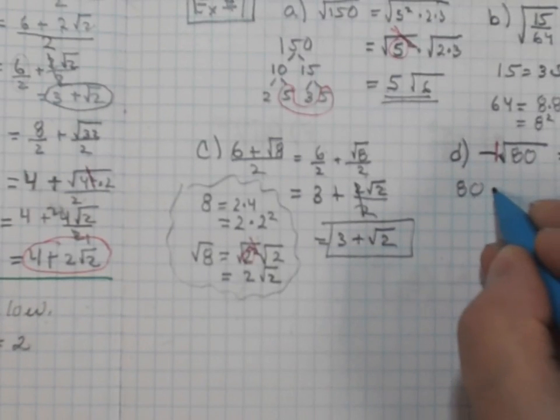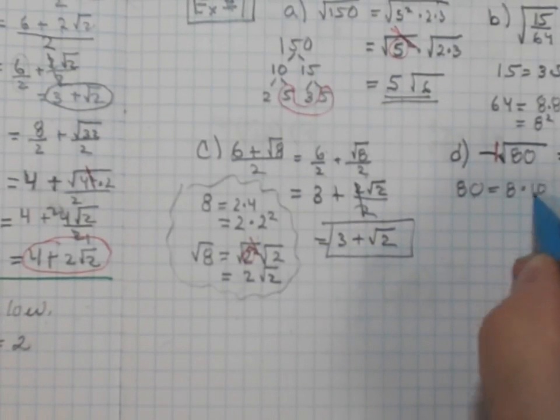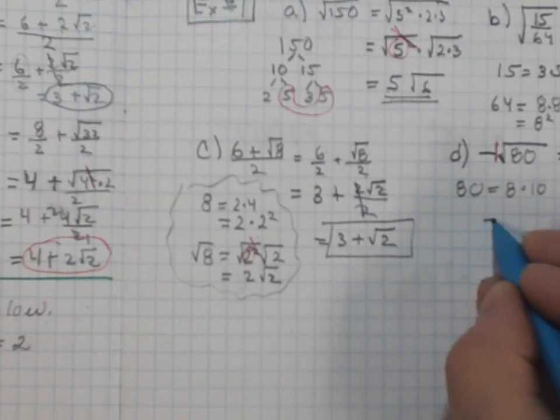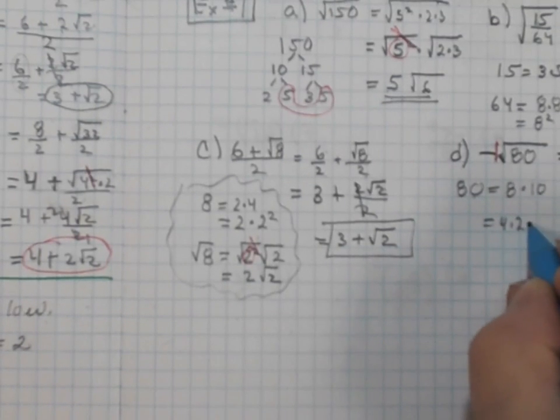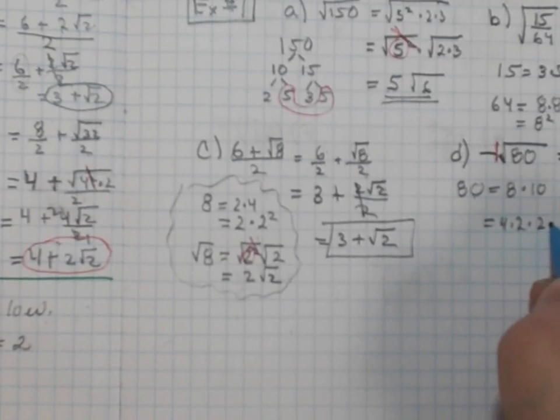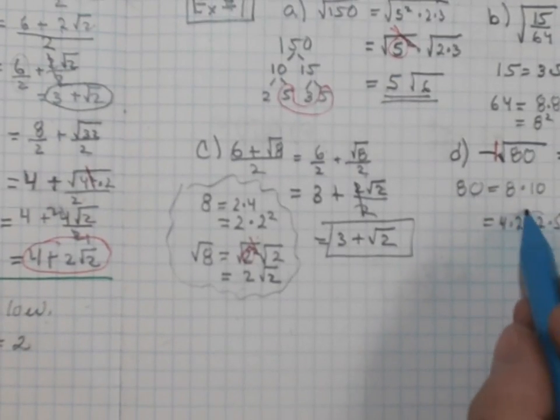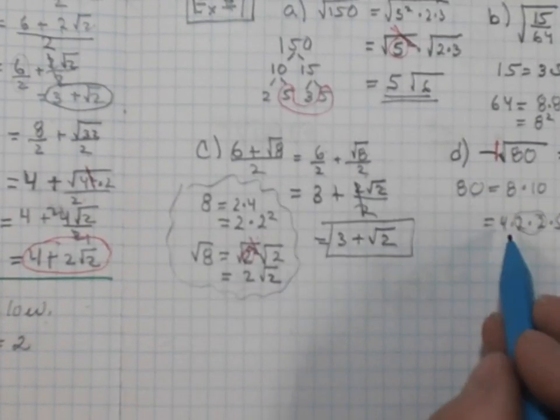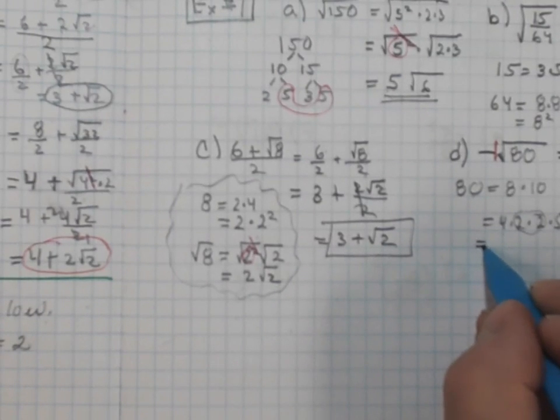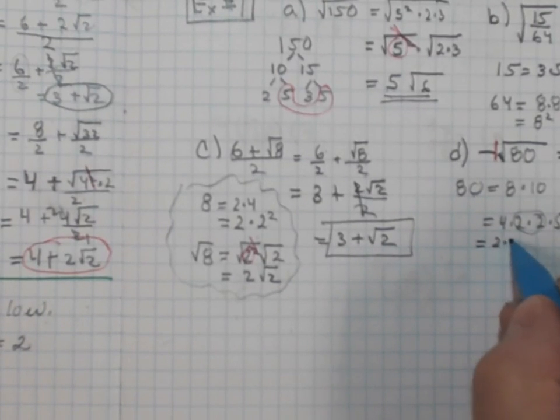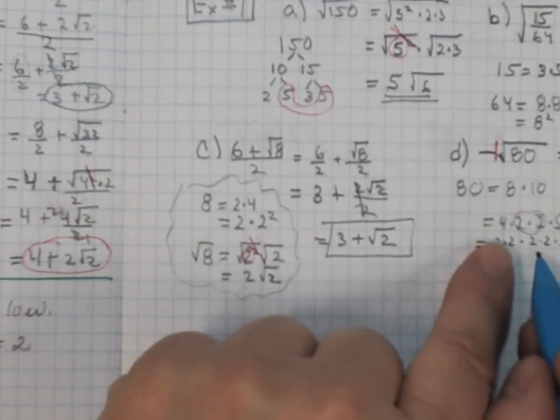So 80. Well, that's 8 times 10, right? Break down the 8. 8 is 4 times 2. And 10 is 2 times 5. So right away I see a perfect square right there. But 4 breaks down even more. That's 2 times 2 again. So I have 2 times 2 times 2 times 2 times 5. So I have 2 squares there.